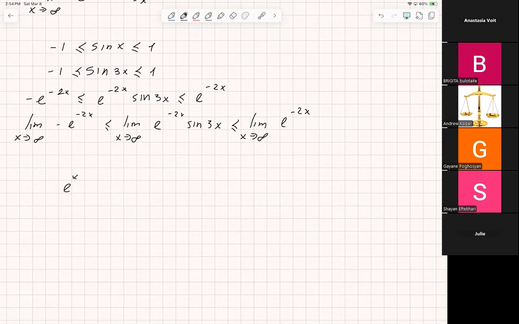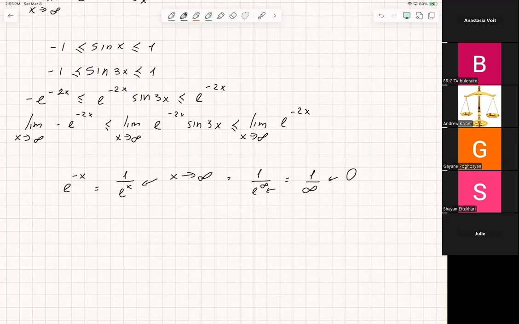And e to any negative value is the same thing as 1 over e to the positive of that exponent, right? And we know that if x approaches infinity, what happens here? 1 over e to the infinity. So this becomes a really, really large number because e is greater than 1, so we would have 1 over a big number. So what do we have at the end? We have 0 here, right? So basically that's all that you need to remember.